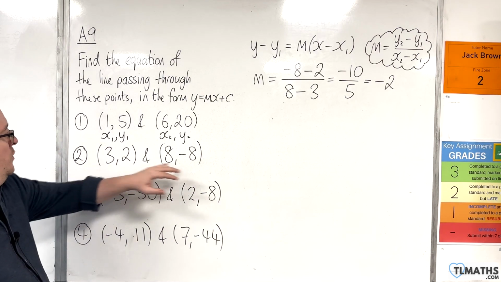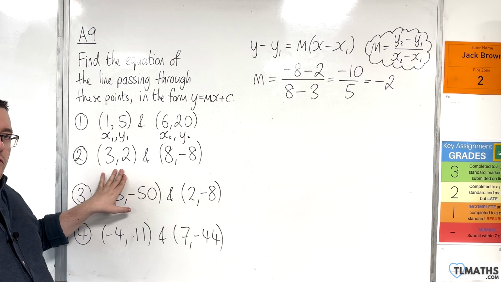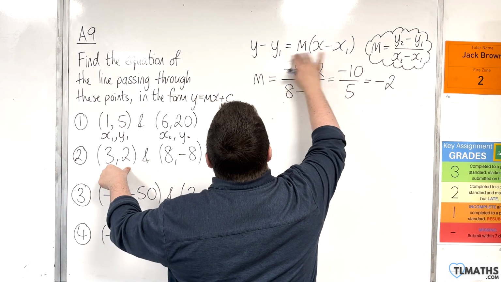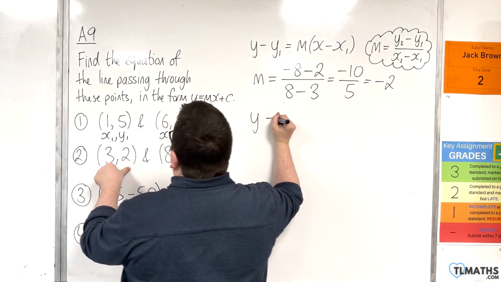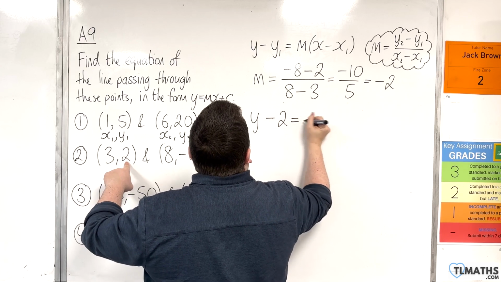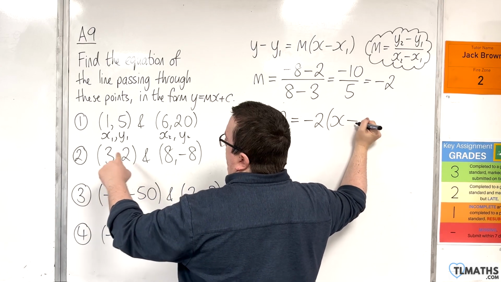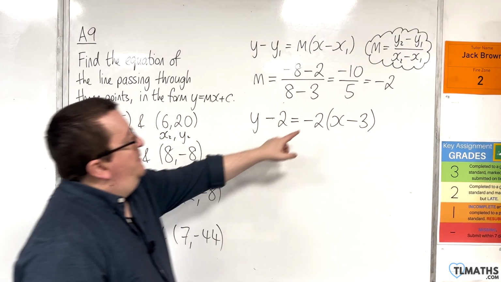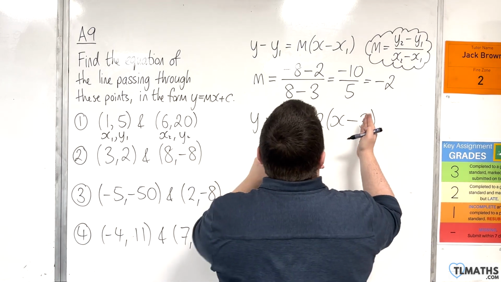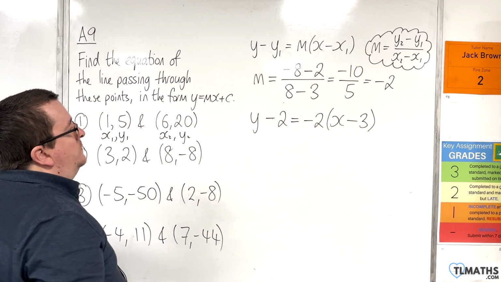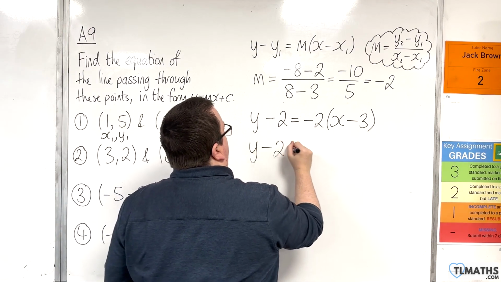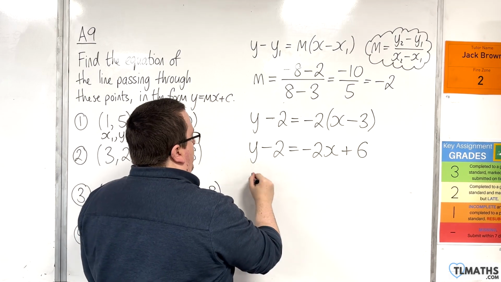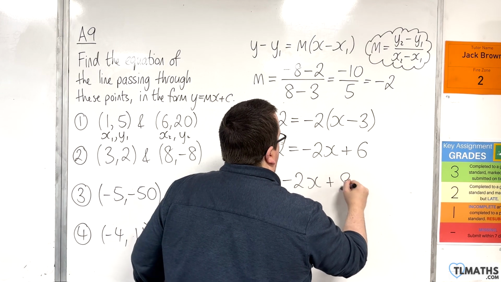Now, the pair of coordinates that are probably going to be easier to work with is the 3, 2. So that's the pair of coordinates I'm going to substitute in for the x1, y1 here. So y minus y1 is equal to m(x take away x1). We've got m is minus 2, and we've got the 3, 2 as the x1, y1. Multiply out the right-hand side. Minus 2 times minus 3 is plus 6. And then add the 2 to both sides. And we're done.